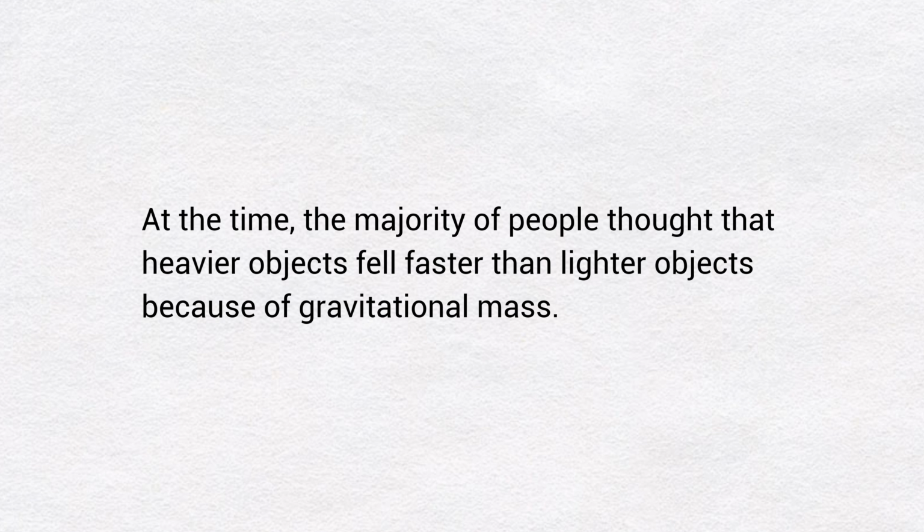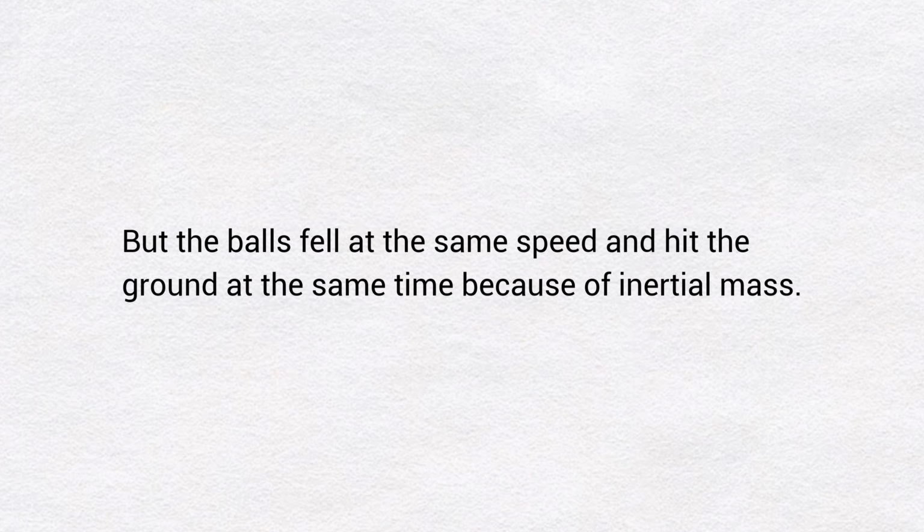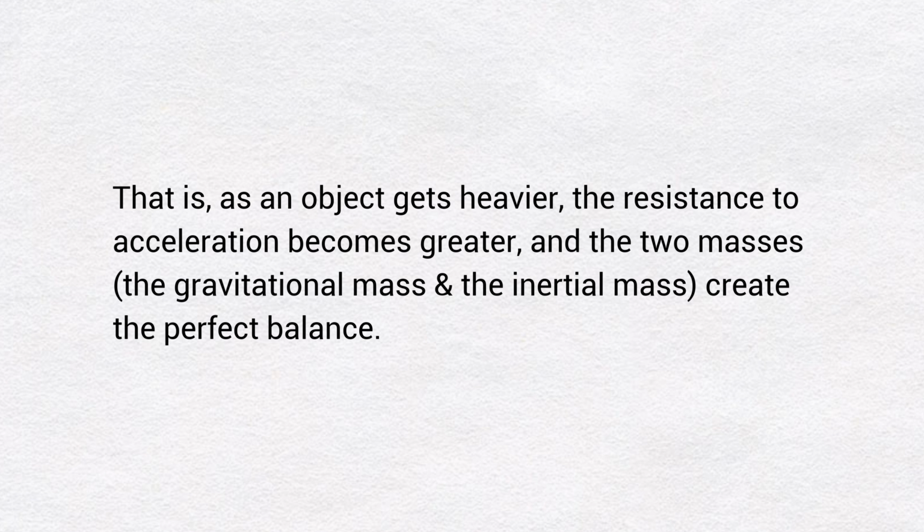At the time, the majority of people thought that heavier objects fell faster than lighter objects because of gravitational mass. But the balls fell at the same speed and hit the ground at the same time because of inertial mass. That is, as an object gets heavier, the resistance to acceleration becomes greater, and the 2 masses, the gravitational mass and the inertial mass, create the perfect balance.